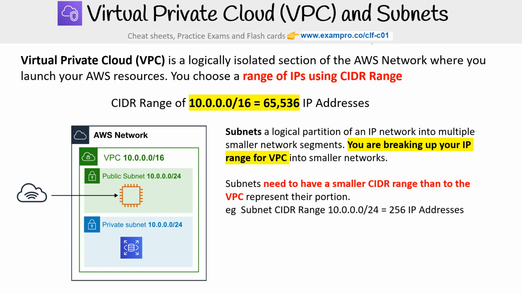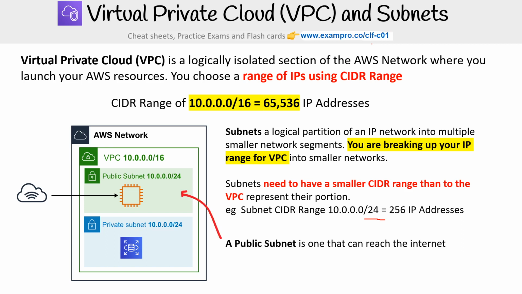Subnets need to have a smaller CIDR range than the VPC represents for their portion. So /24 is actually smaller, which is interesting. The higher the number gets, the smaller it gets. This would allocate 256 IP addresses, and that's well smaller than /16, okay?